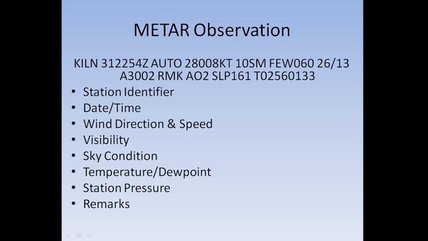From 280, winds are always from the first 3 digits of your direction. The winds are always from that direction. And the last 2 digits are your speed. Now, if there's a gust, then you'll see a G, and then you'll see 2 more digits, another speed.